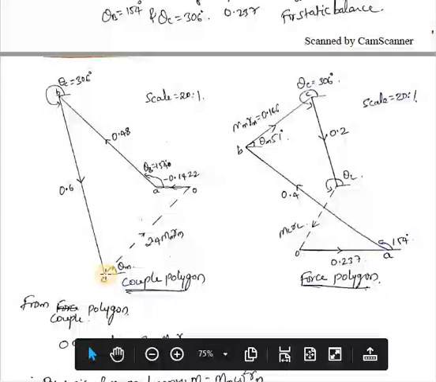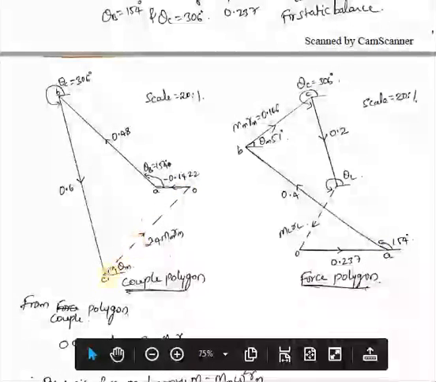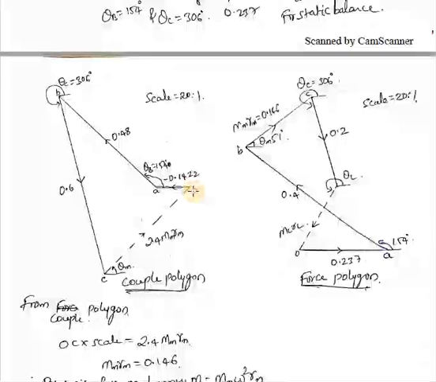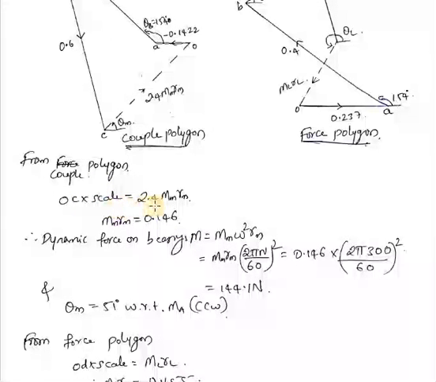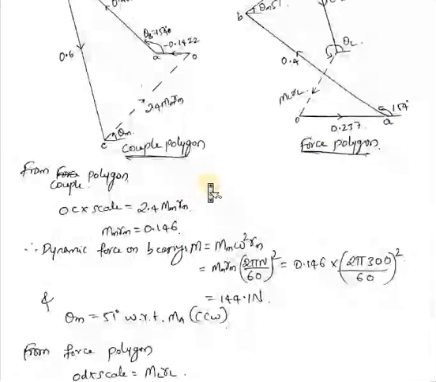Then join this C to O to complete the couple polygon and measure this distance C to O, which should be equal to 2.4 times mm into rm. So from the couple polygon, OC into scale equals 2.4 into mm into rm. From that you will get mm into rm as 0.146. Okay.